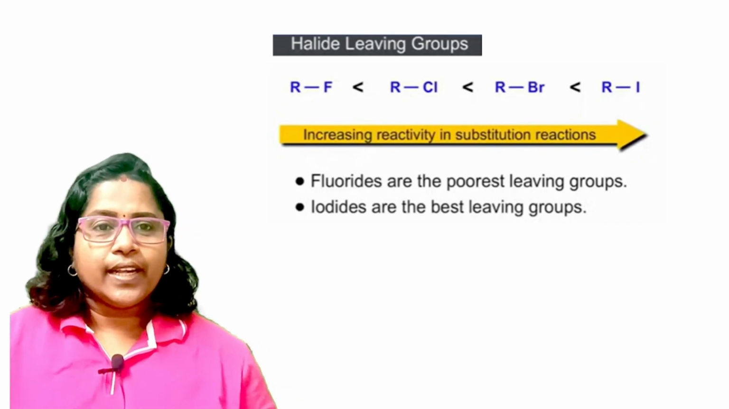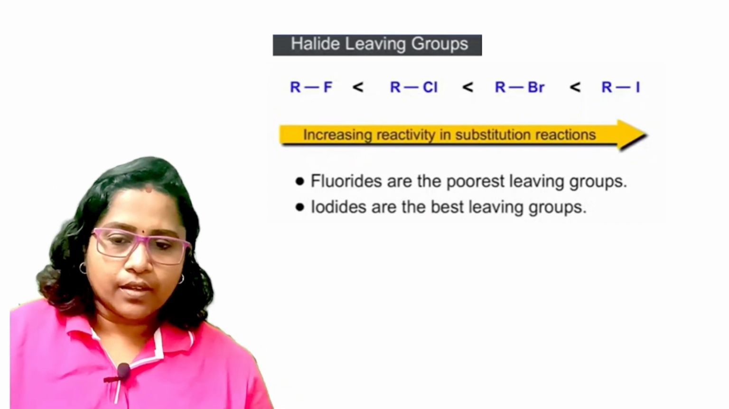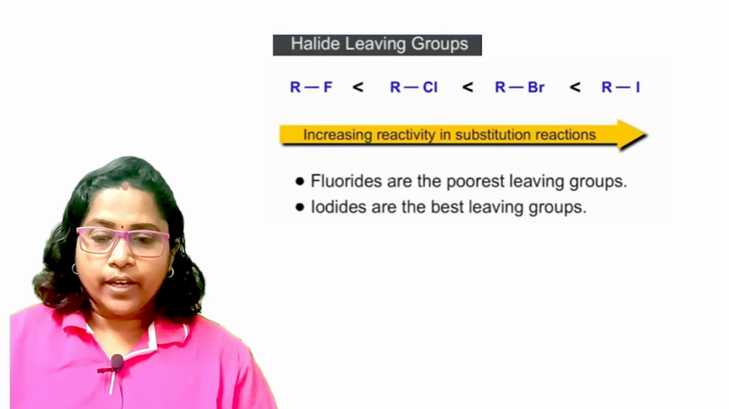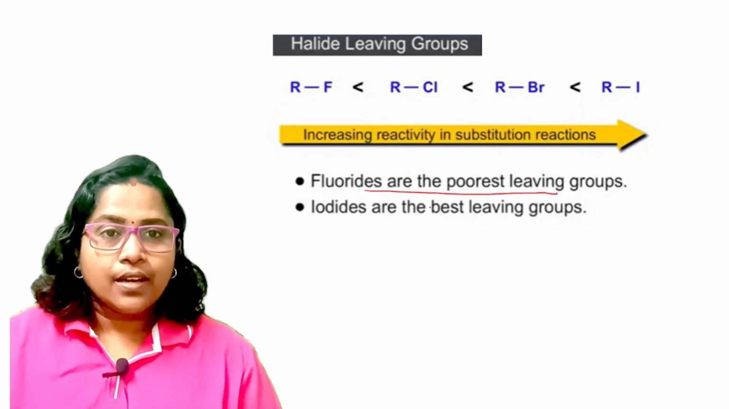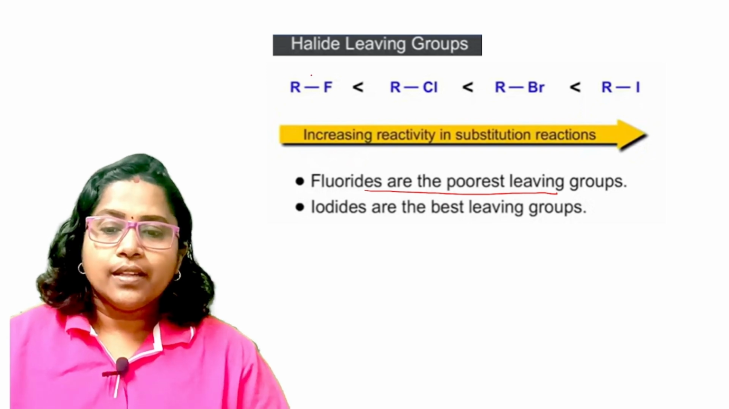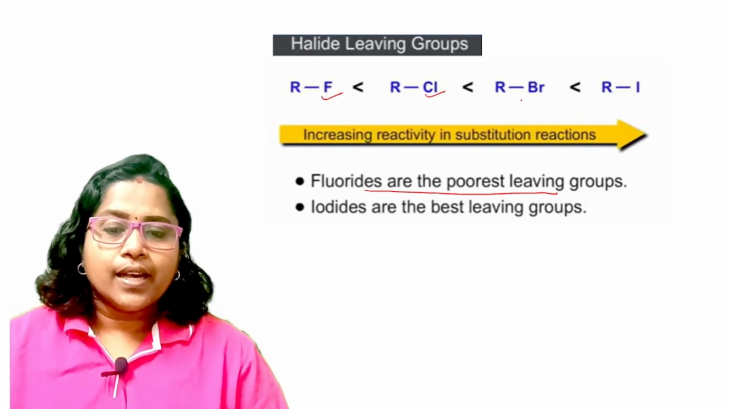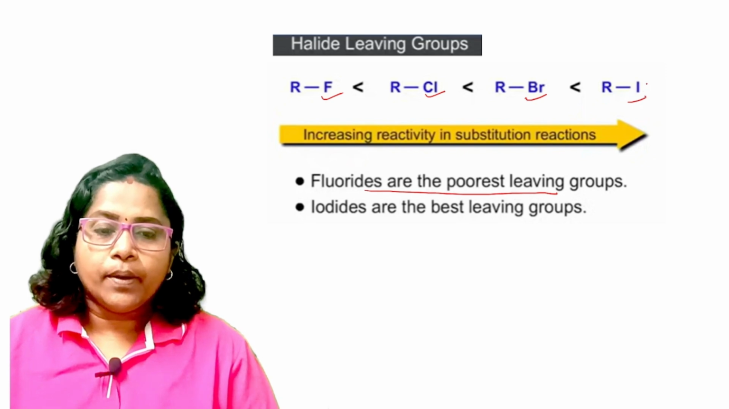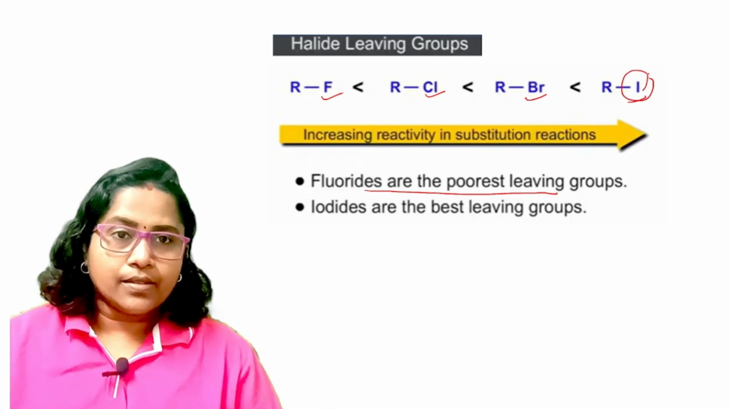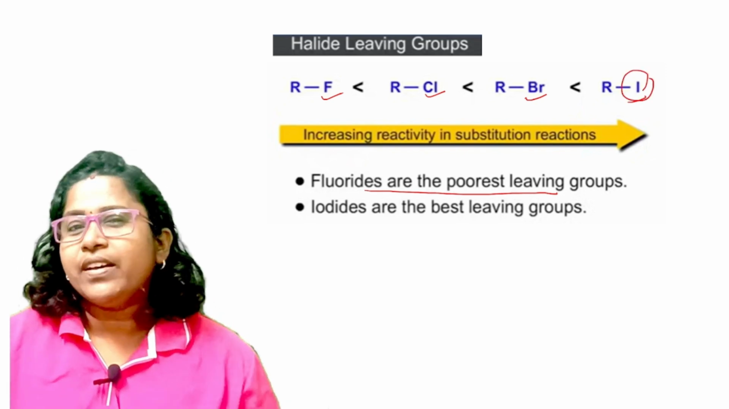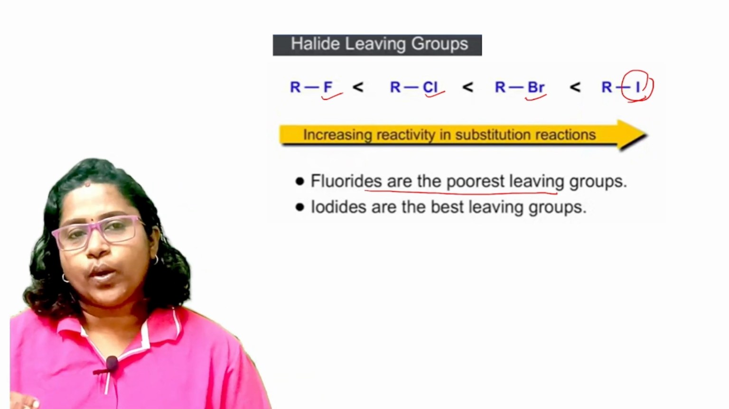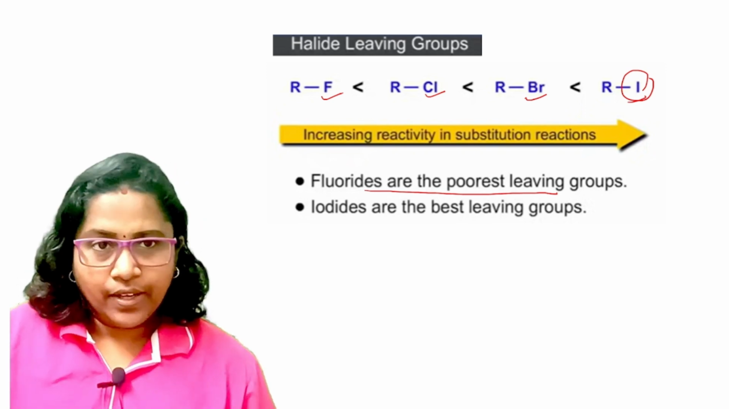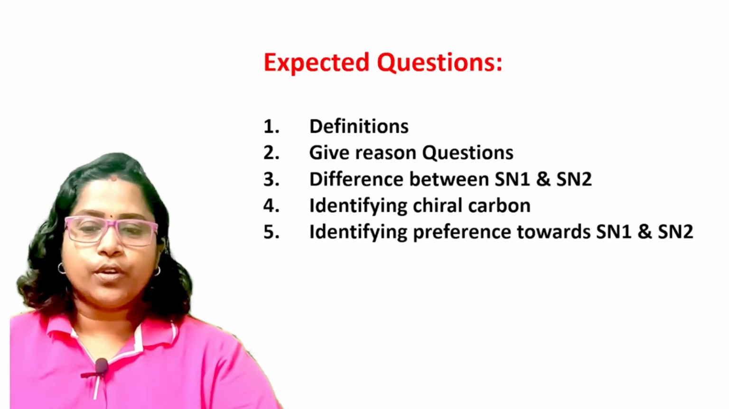Now in the case of halide leaving groups, this is also very important. Fluorides are the poorest leaving groups. So see: fluorides, then chlorides, then Br and iodine, because iodine is a heavy atom, its size is very big, so it can leave easily. That's the reason iodides are the best leaving groups, but fluorides are the poorest. So this order also you should remember.